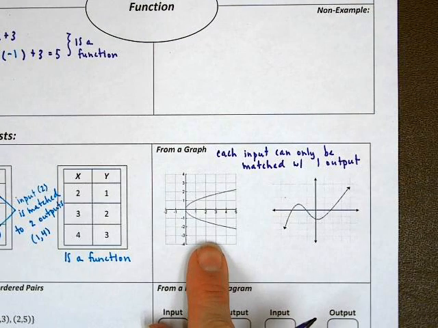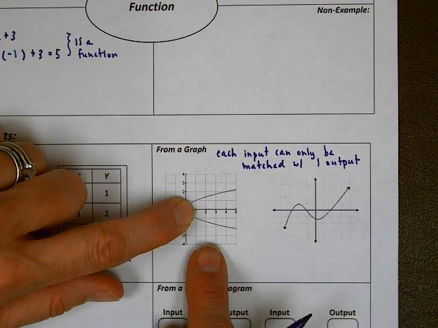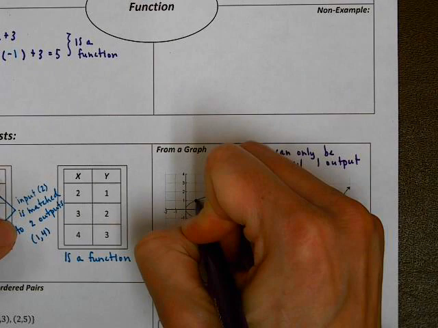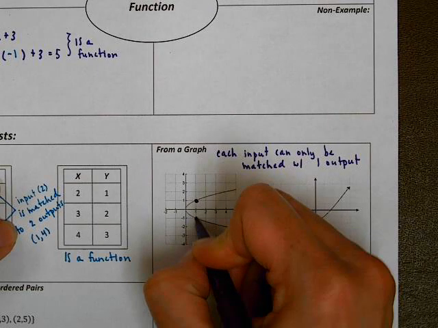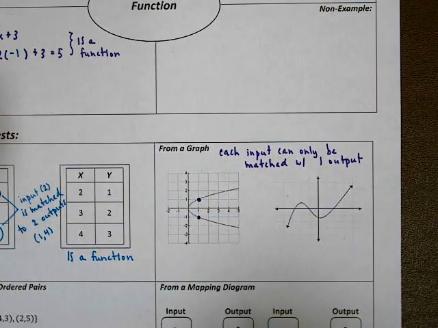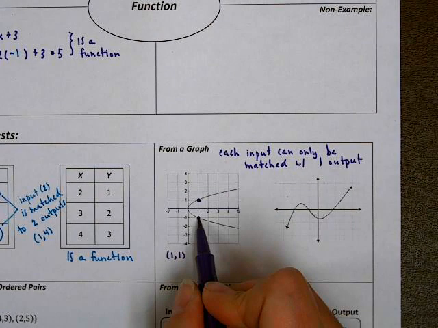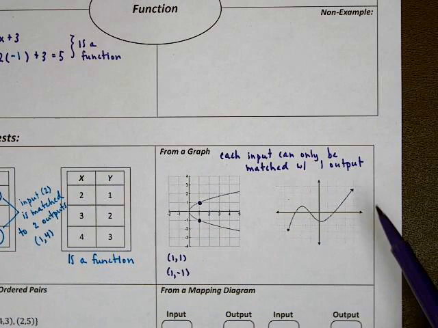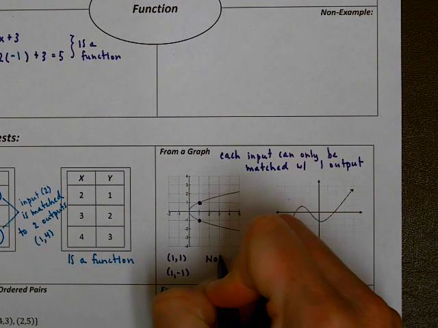So let's see what happens here. Let's look at our first graph. Let's take the x value of 1. When x is 1, I know that I have this point here, the ordered pair (1, 1), but I also have this point here that has an x value of 1. So if I look at those points, the points are (1, positive 1) and (1, negative 1). That clearly violates our rule. Here I have the same input matched to two different outputs. So this one is not a function.